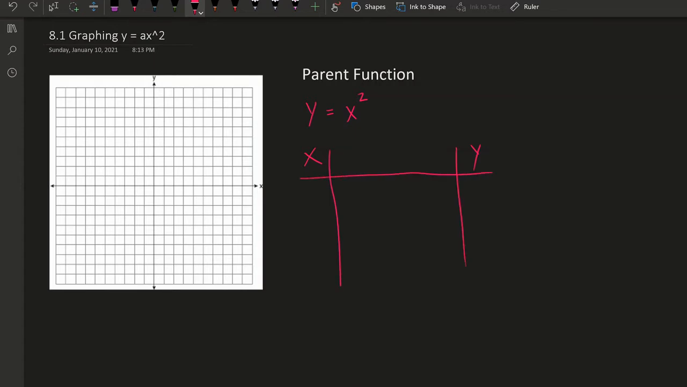So the easiest value that I can pick out is 0. So if I say y is equal to 0 squared, that is 0. So when x is 0, y is 0, and I can graph that point right there. When x is 1, y equals 1 squared, so that would be 1 times 1 is 1. When x is 2, y is equal to 2 squared, which would be 4.